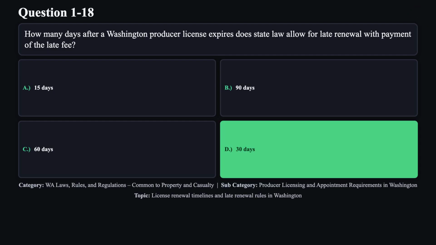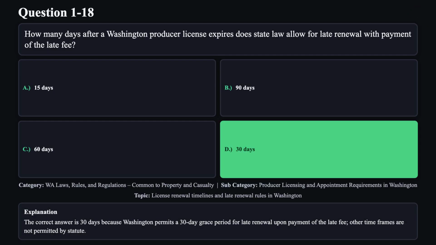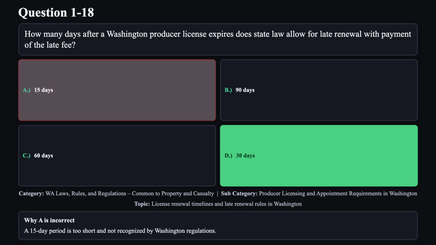The correct answer is D. The correct answer is 30 days because Washington permits a 30-day grace period for late renewal upon payment of the late fee. Other timeframes are not permitted by statute. Reason A is not correct. A 15-day period is too short and not recognized by Washington regulations.